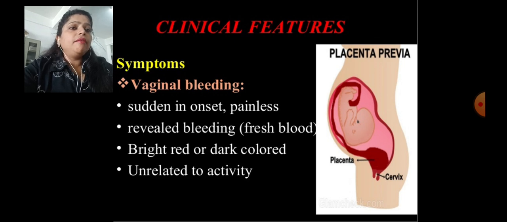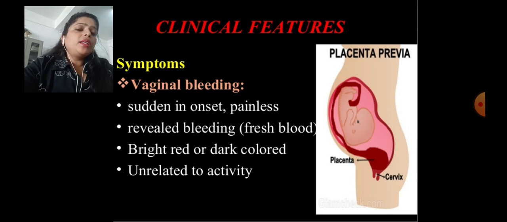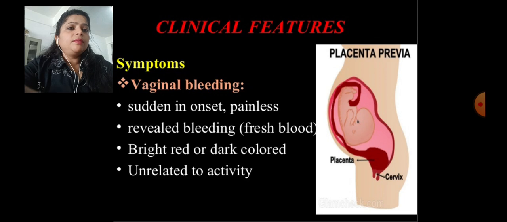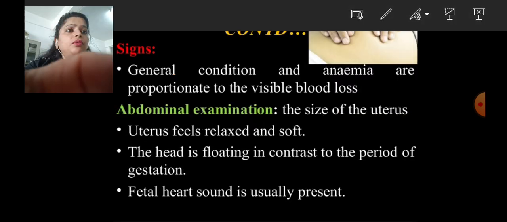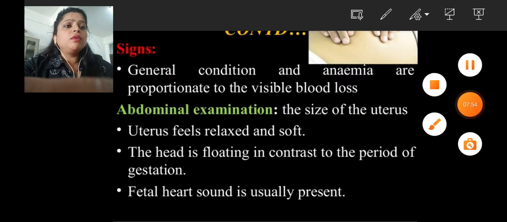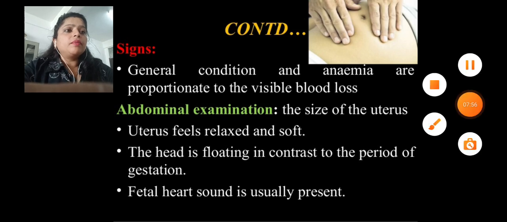Second, it is revealed bleeding. Here the bleeding is revealed, it is not collected in the uterus, because of which fresh blood comes out. The third point, it is bright red and dark in color. And fourth, it is unrelated to activity. Unrelated to activity means the woman doesn't need to do any activity. The placental bleeding occurs by itself, so the woman is not responsible for the bleeding.